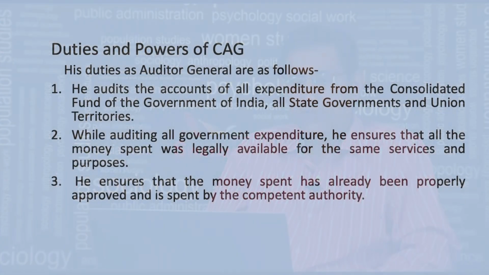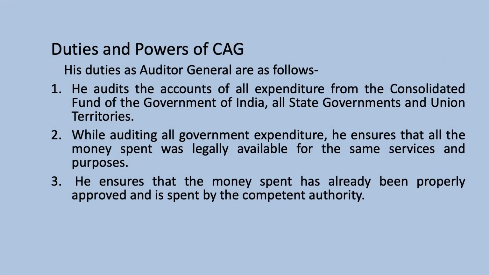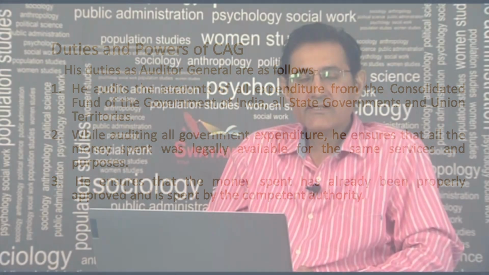Second, while auditing all government expenditure, he ensures that all the money spent was legally available for the same services and purposes. Third, he ensures that the money spent has already been properly approved and is spent by the competent authority. Students, he also examines whether the money allotted to a particular function was available for that with the approval of the Parliament, and whether the money has been properly approved and spent by the competent authority or not.